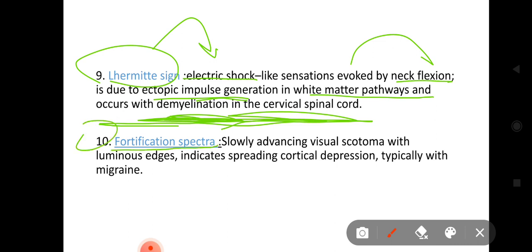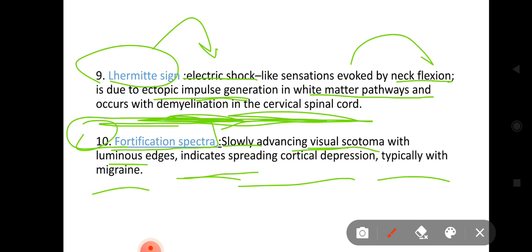Another terminology: fortification spectra. What is fortification spectra? A slowly advancing visual scotoma with luminous edges indicates spreading cortical depression and is typically seen in migraine patients. So the important point for fortification spectra is that it is a slowly advancing visual scotoma, it indicates spreading cortical depression, and it is seen in patients with migraine.